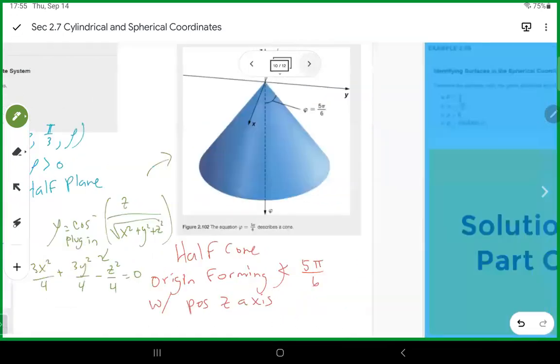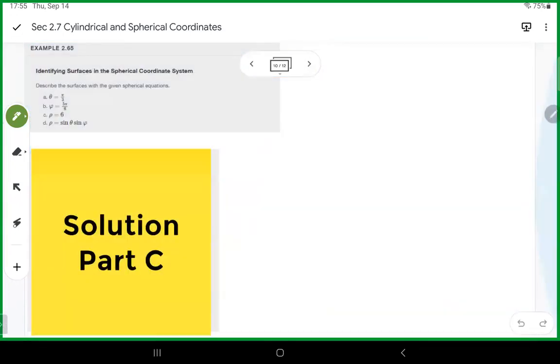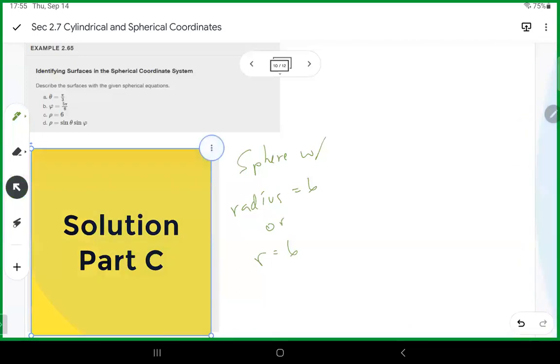Okay. All right. The next part I think I did. I brought over the equations. So part C, we're looking for rho equal to 6. So this describes the set of all points 6 units away from the origin, a sphere with radius 6. This is a sphere. Okay, so let's see what that looks like.